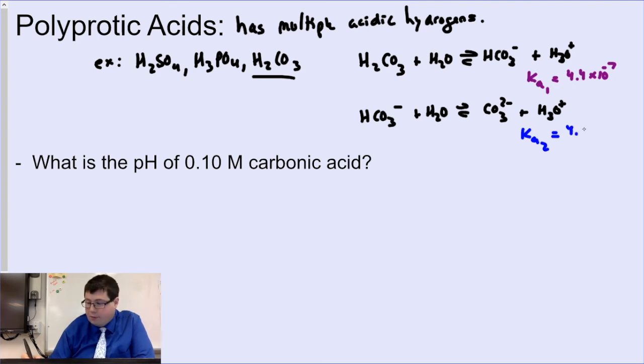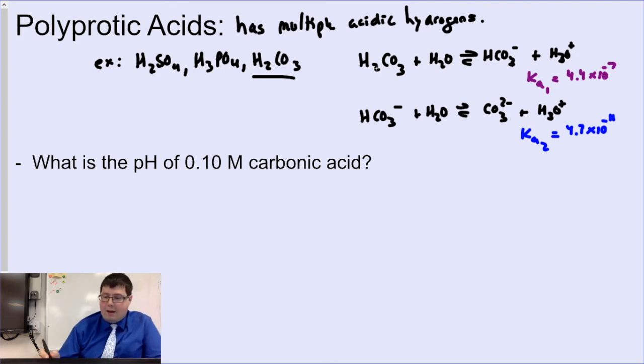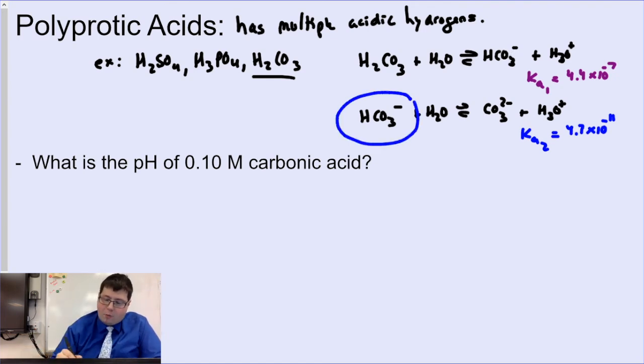It's about 4.7 times 10 to the minus 11, essentially 4 powers of 10 lower than the Ka for the first proton. Now, this makes sense because it's a lot easier to lose your first proton than it is to lose your second. This molecule right here is currently negative, and so there's more Coulombic electronic attraction between that H plus and that minus for this ion than there is for our H2CO3.